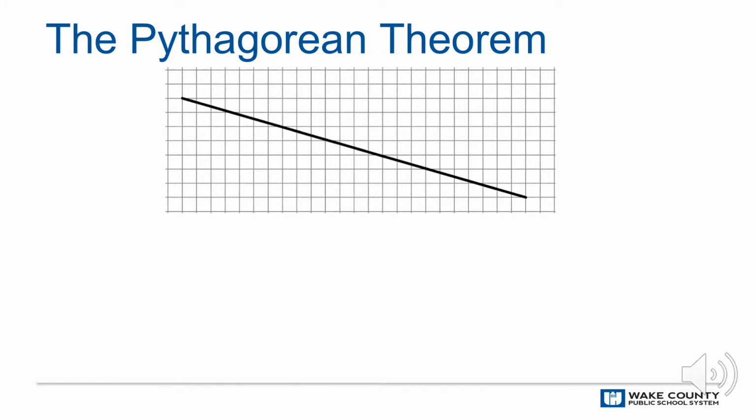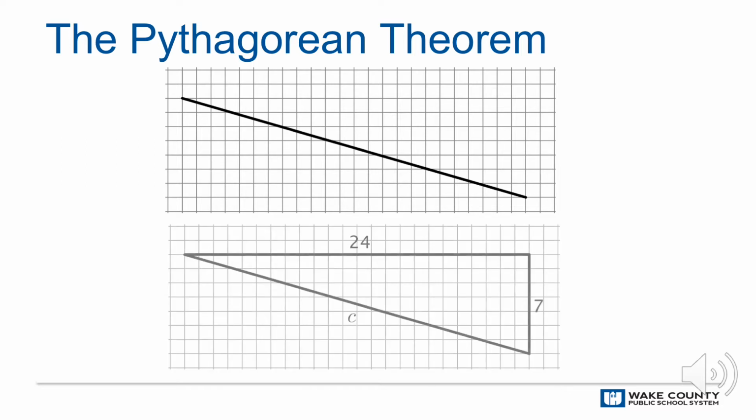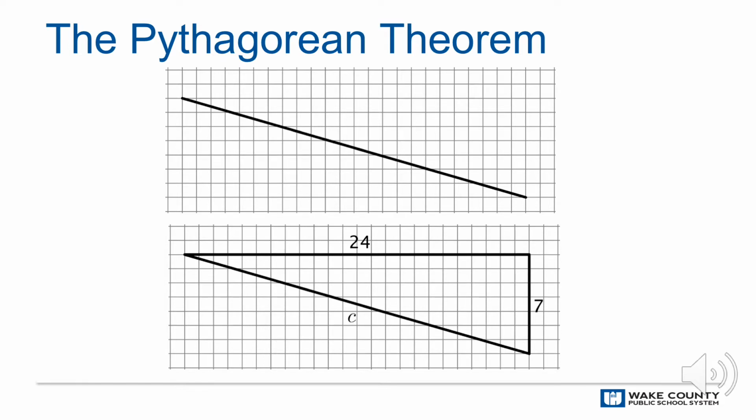We can use the Pythagorean theorem to tell if a triangle is a right triangle or not, to find the value of one side length of a right triangle if we know the other two, and to answer questions about situations that can be modeled with right triangles. For example, let's say we wanted to find the length of the line segment here. We can first draw a right triangle and determine the lengths of the two legs. Next, since this is a right triangle, we know that 24 squared plus 7 squared equals c squared, which means the length of the line segment is 25 units.